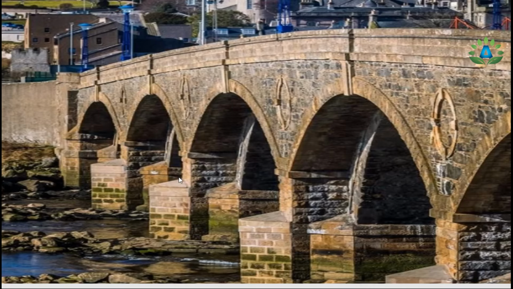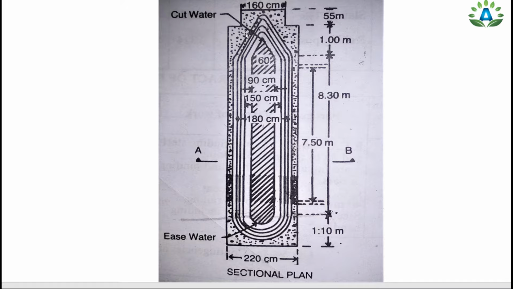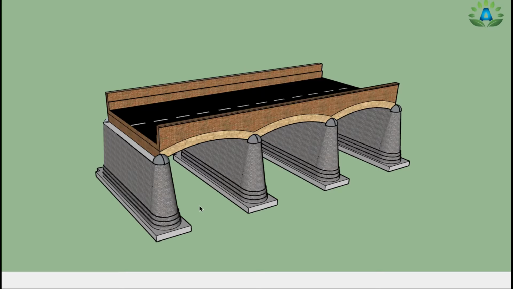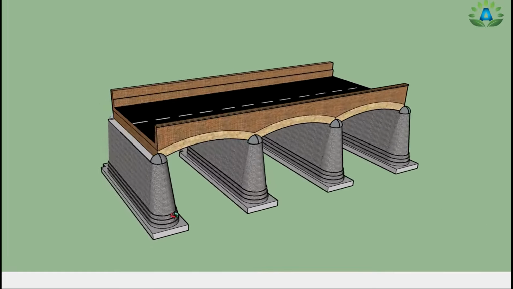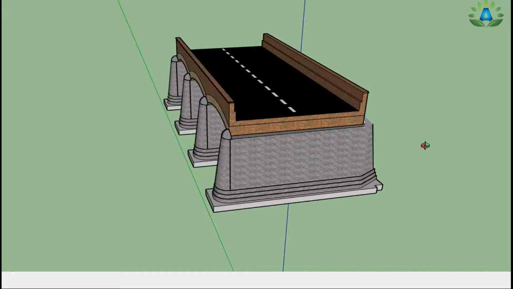The cutwater end is the triangular portion of the pier, and the main function of this cutwater end is to offer less resistance to the flow of the water. And in this top view we can see that this uppermost portion is our cutwater end at the upstream side, and similarly this ease water end is the semicircular portion. That means these semicircular portions are provided at the downstream side to reduce the eddy effect of the current. So here we can see that this is the 3D view of this pier, and this is a culvert over this pier.